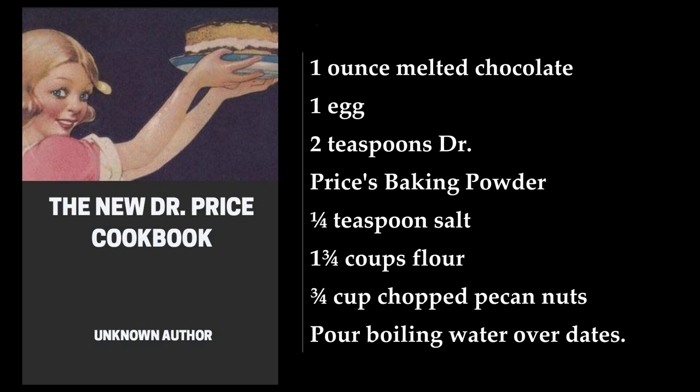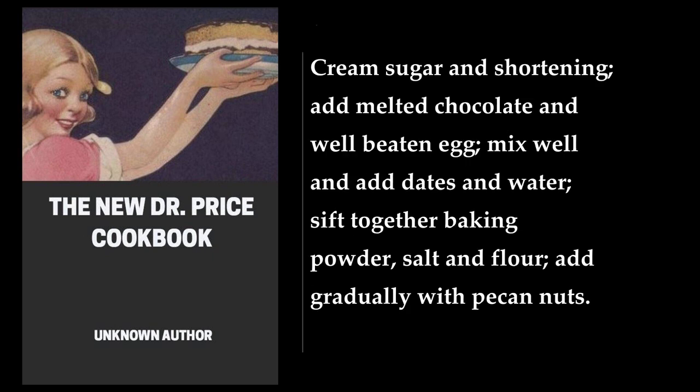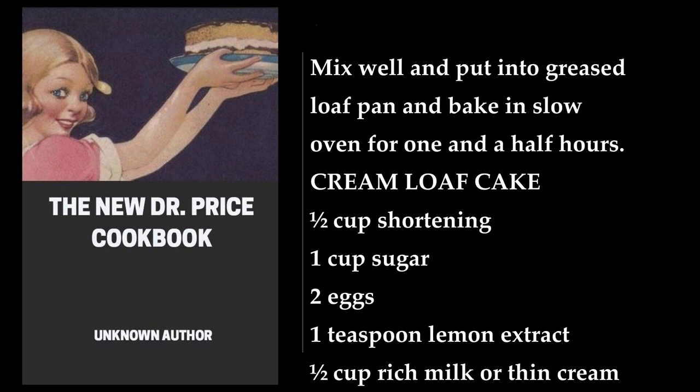Pour boiling water over dates. Cream sugar and shortening, add melted chocolate and well beaten egg, mix well and add dates and water. Sift together baking powder, salt and flour, add gradually with pecan nuts. Mix well and put into greased loaf pan and bake in slow oven for 1½ hours.